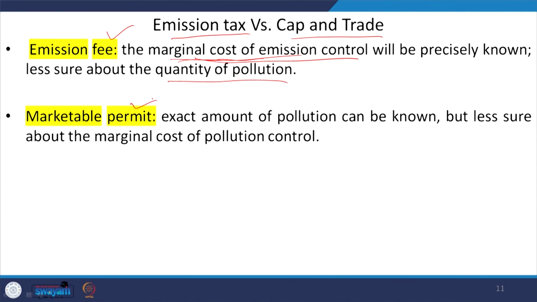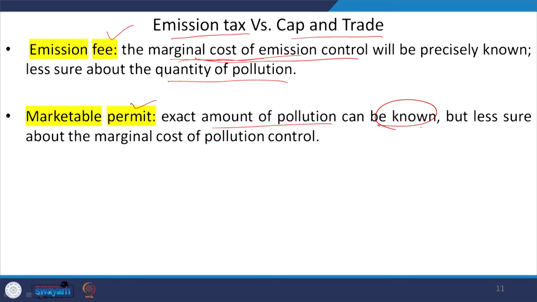Whereas in the case of marketable permits, you can just remember what happens. Here the upper limit or permission for the pollution is granted, right. So that means the amount of pollution can be known, but which one would be lesser known?